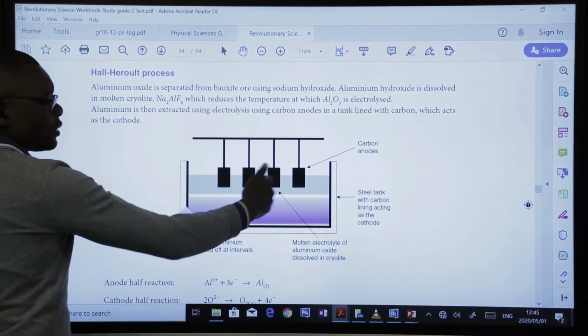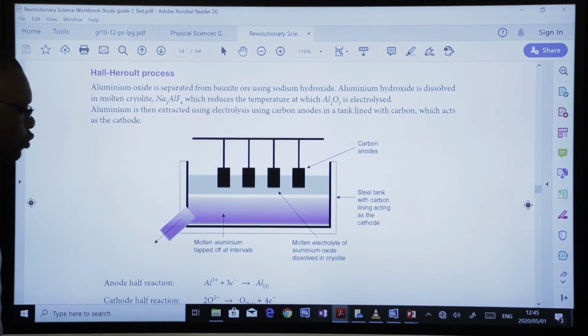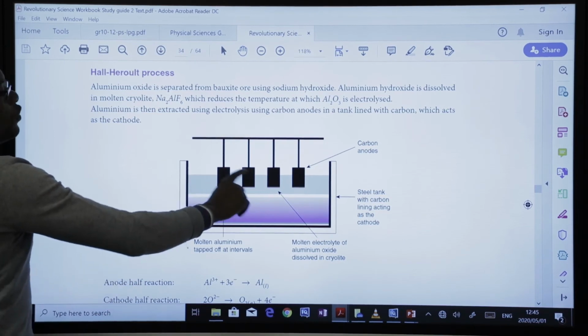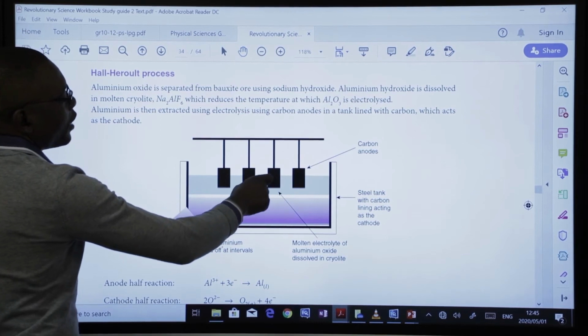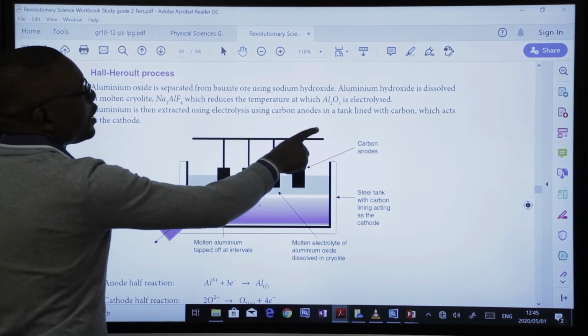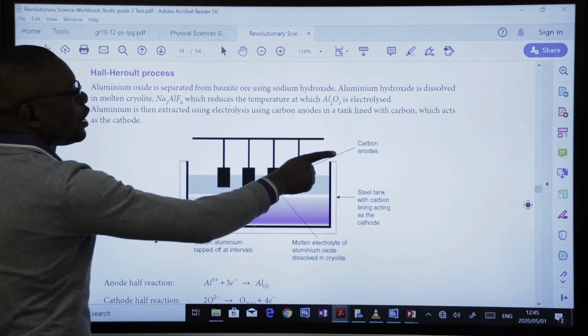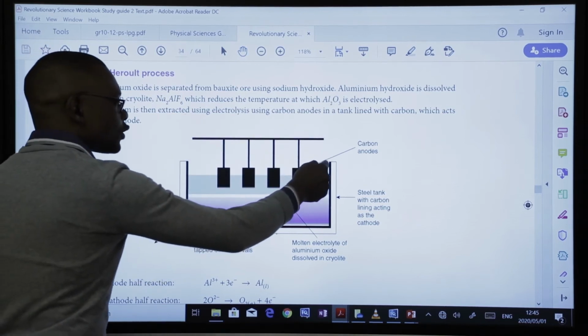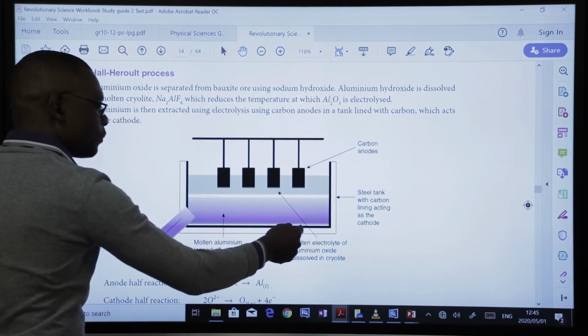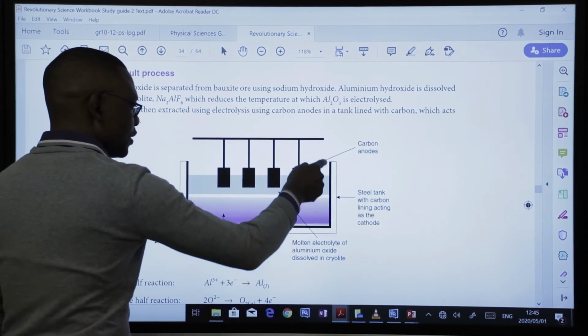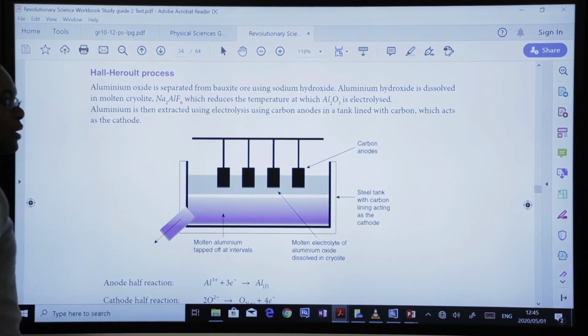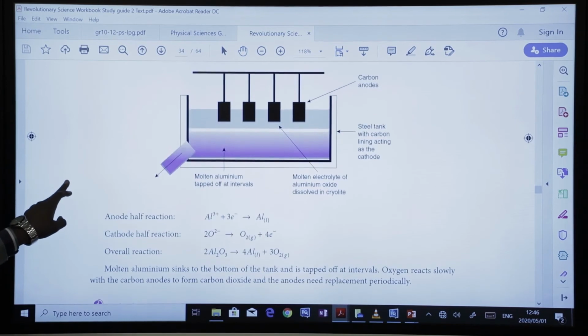If all these are anodes, so where is our cathode? Boys and girls, we are saying that these carbon rods are used as anodes in a tank lined with carbon, which acts as the cathode. So you will see the internal lining in this container. This internal lining will act as the cathode. Okay, so let's take a closer look at this whole process.